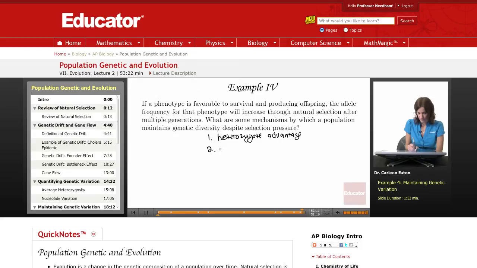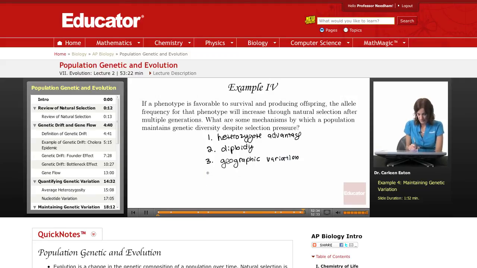Diploidy. Because we are diploid, we are carrying a pool of recessive alleles that are silent but maintain genetic variation. Geographic variation. Populations in different areas may have different allele frequencies.